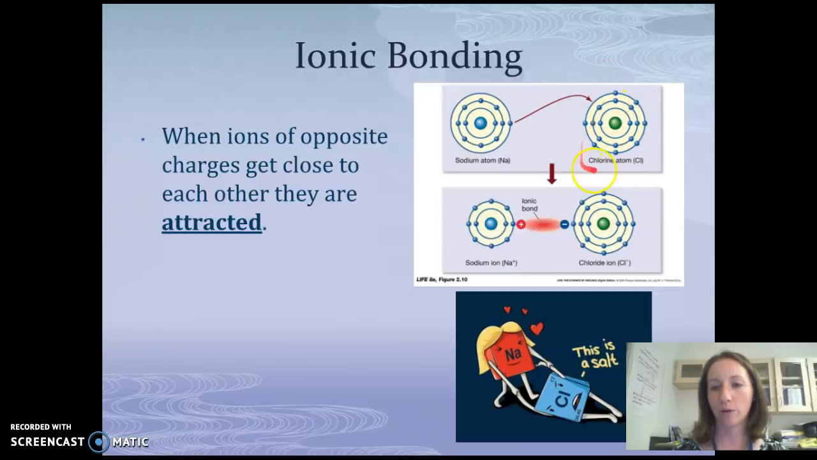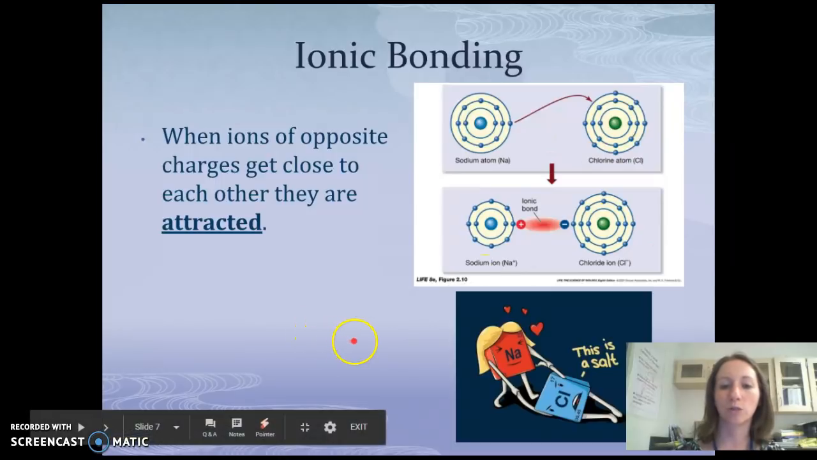And chlorine only has 7, it wants that 1 extra. So when that happens, sodium becomes positively charged, a positive ion. Chlorine becomes negatively charged, a negative ion. And they have an attraction to each other for that reason. So after it's generously given its electron up, they're now attracted, positive and negative. And that's how ionic bonds work.